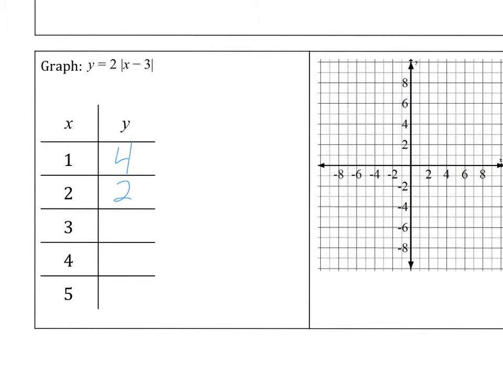If we then let x equal 3, y is going to equal 2 times the absolute value of 3 minus 3. Take care of that grouping symbol first. So inside of there, we do 3 minus 3, which is 0. 2 times the absolute value of 0 is, well, the absolute value of 0 is 0, because that's how far away 0 is from itself. Not at all. This just becomes 0. So 2 times 0 is 0. That's going to be 0.